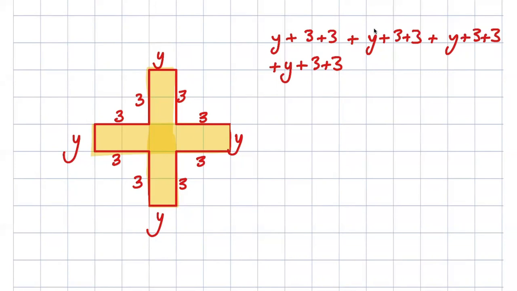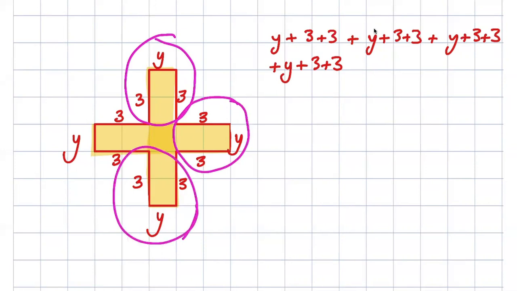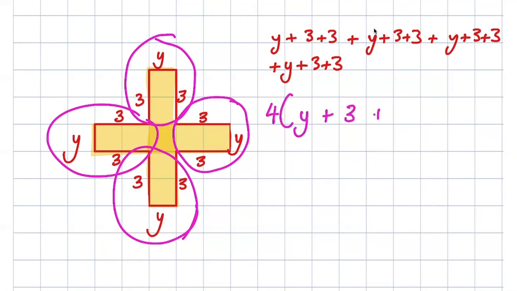So let's try and just group them so it's really obvious to you. I'm going to use a horrific pink color here. That is a section. That is a section. That's another section. And that's our last section. Now, each of those sections has got exactly the same measurements in it. We could say that there are 4 lots. Oh, I like this pink. We're going to stick with it. 4 lots of y plus 3 plus 3.